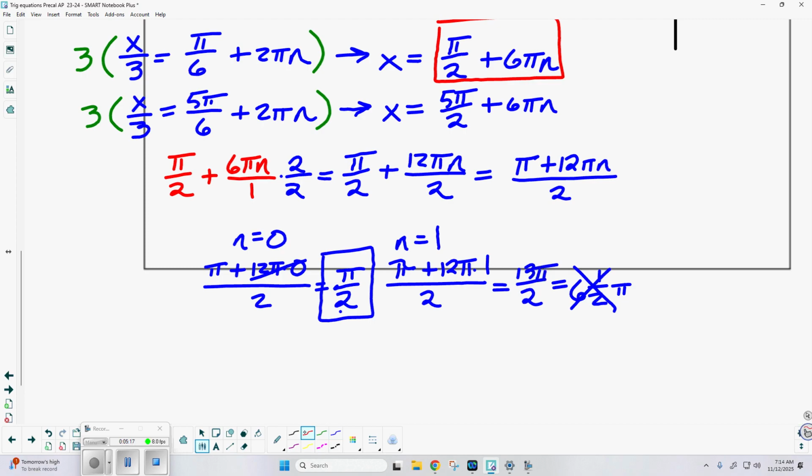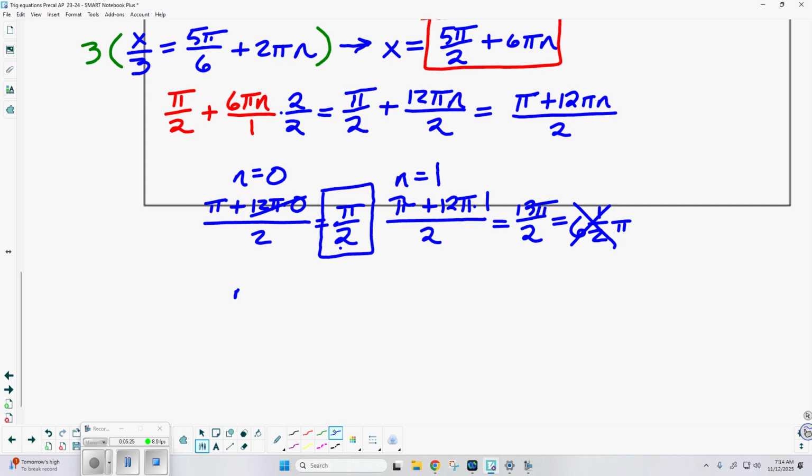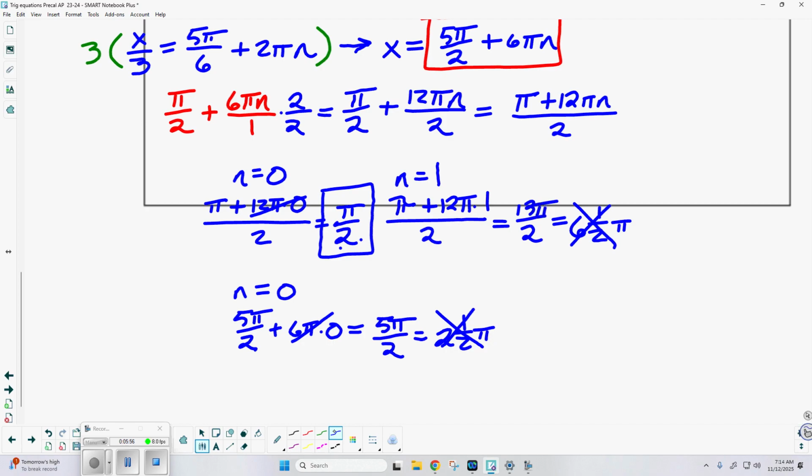Now we want to turn our attention to the other one. I know what's about to happen, so I'm only going to start to plug in values of n. So let's start again with n equals 0. So I've got 5 pi over 2 plus 6 pi times 0. Well, anything again times 0 disappears. So 5 pi over 2 is another solution. But 5 pi over 2 is 2 1/2 pi, just like 13 pi over 2, while a solution, it is outside the interval they're asking me to solve for. So there's only one solution that I'm finding here. It's going to be pi over 2.